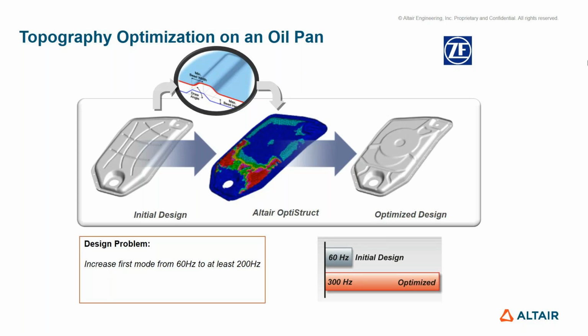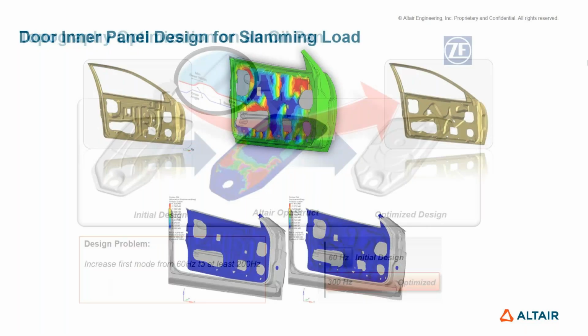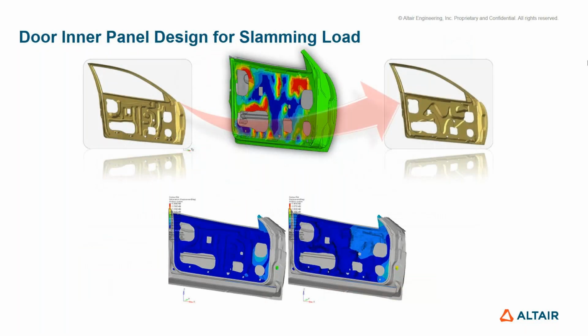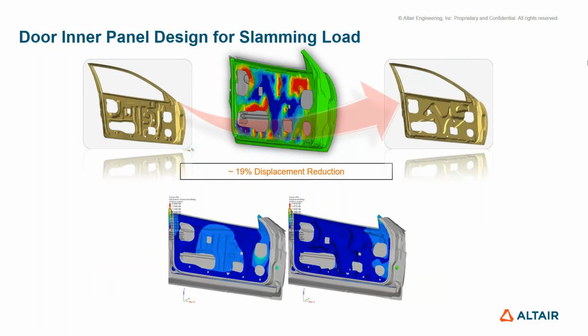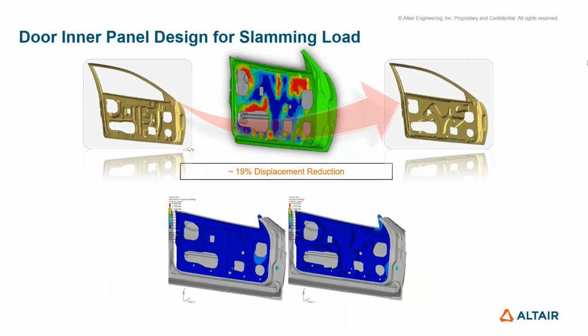Thereby the frequency of the component from initial design to optimized design has been increased from 660 hertz to 300 hertz. And this is another example, of a door slam mechanism, where we have reduced the displacement by 90% through topography optimization.